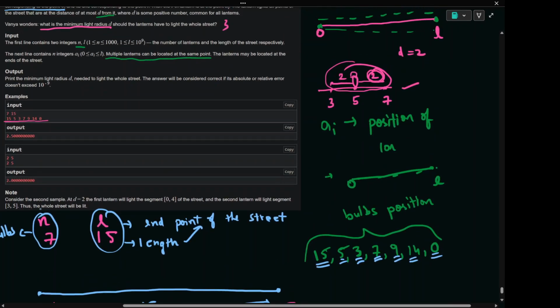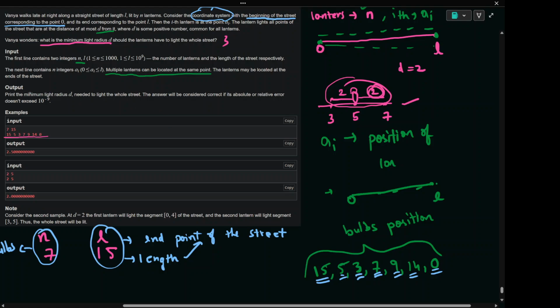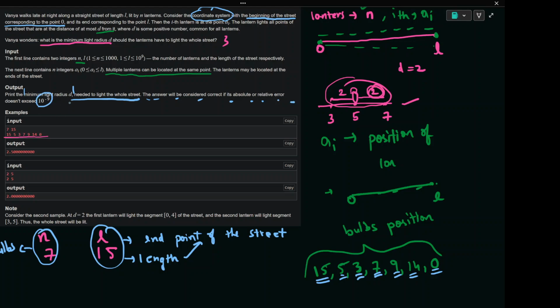Now, what are they asking us to find? The minimum light radius D, which is needed to light the whole street. The answer will be considered correct if absolute or relative error doesn't exceed 10 to the power 9. Okay. Error they have given, but 10 to the power 9 is fine. We'll come back to this error. I didn't see this actually, but it will work if you use double as well.